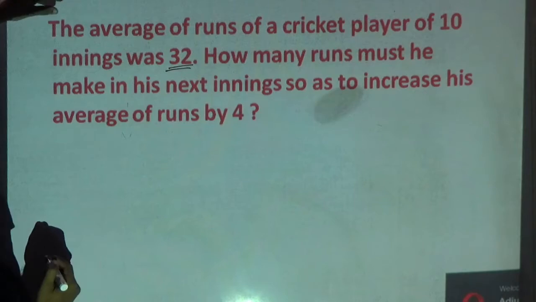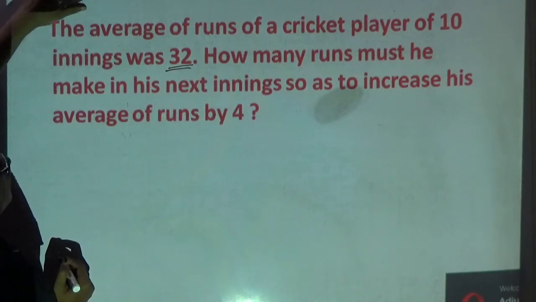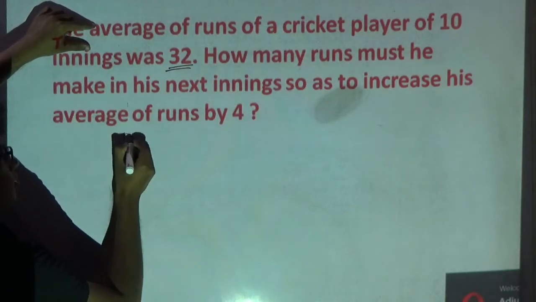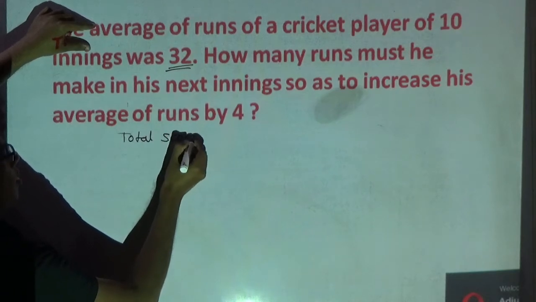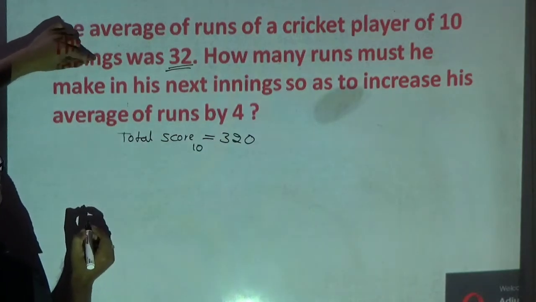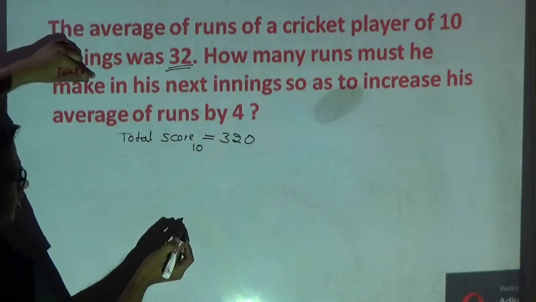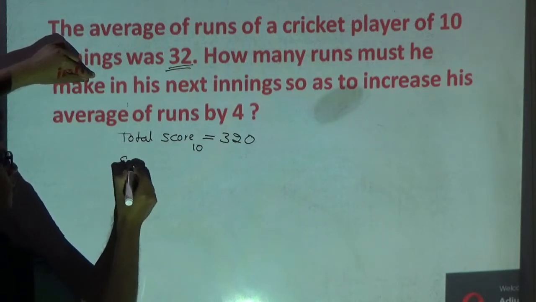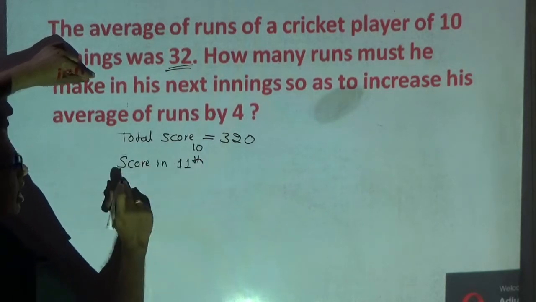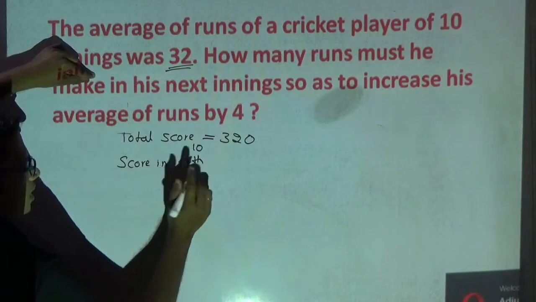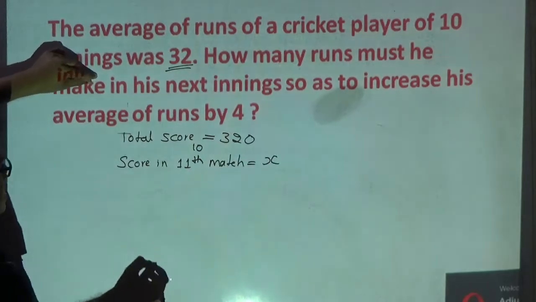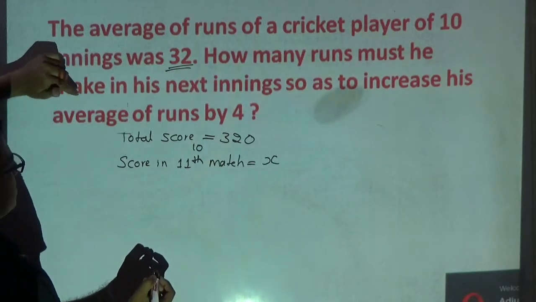The average runs of a cricket player over 10 innings was 32. Therefore, the total score after 10 matches is 10 into 32, that is 320. How many runs must he make in the next innings? In the next innings, I am going to consider the score in the 11th match, not the score in total 11 matches. I am telling the score in the 11th match. He has made X runs, so that the average increases by 4 runs.